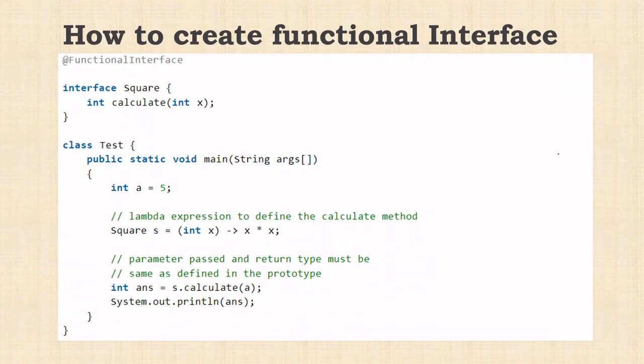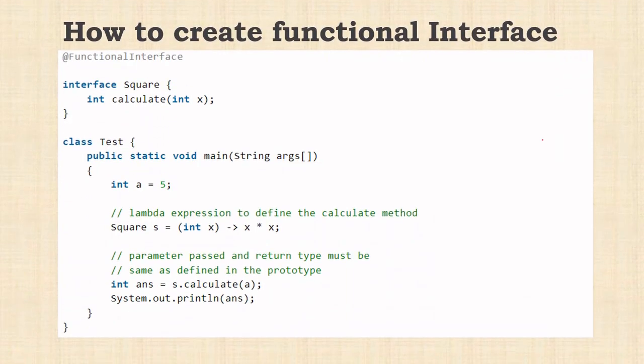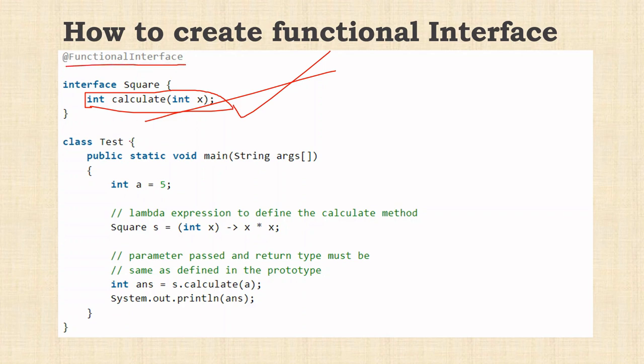So how to create a functional interface? This is the way we can create a custom functional interface, because in Java we already have functional interfaces. So we have one interface we created, interface Square, and one method is there, calculate. This will be the only one abstract method. There is no need to provide any abstract keyword, because all the methods inside a functional interface are by default abstract. And only one method should be there.